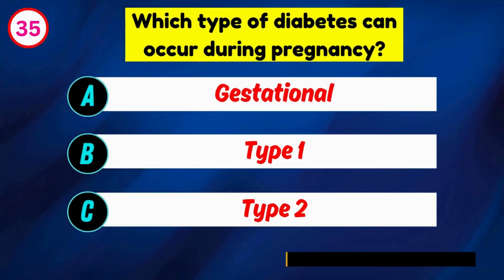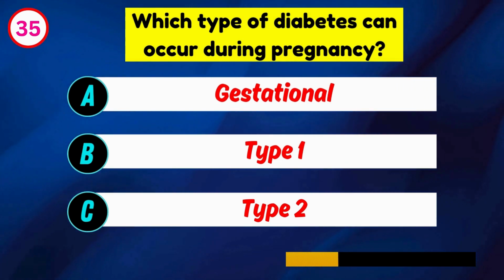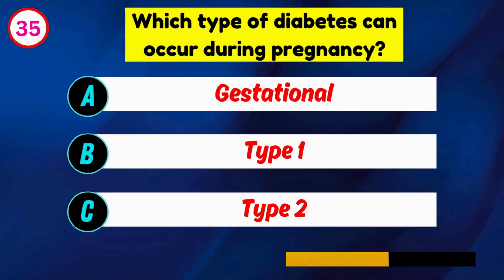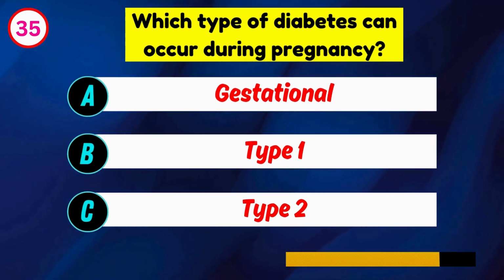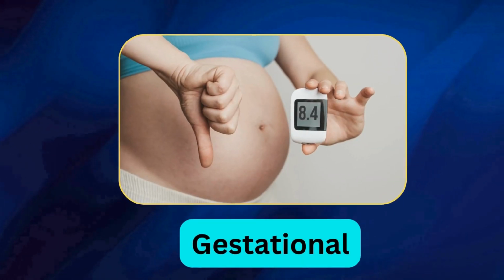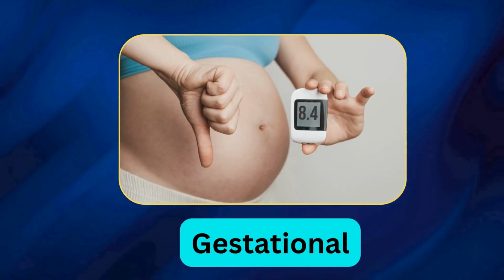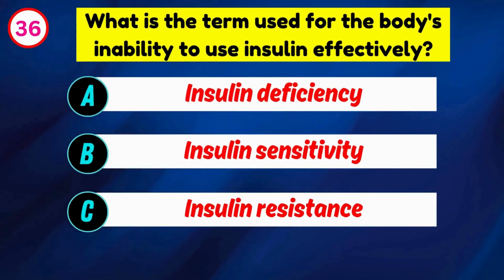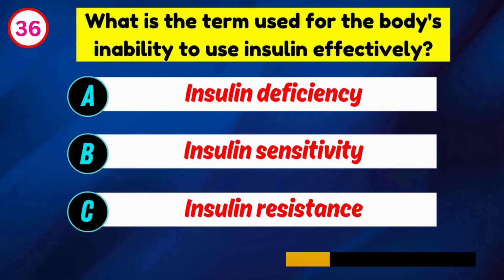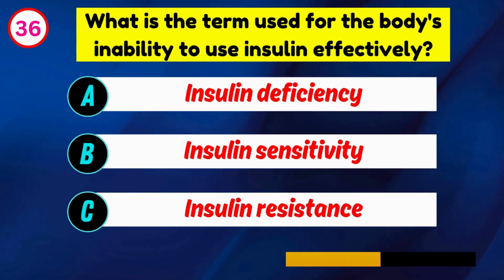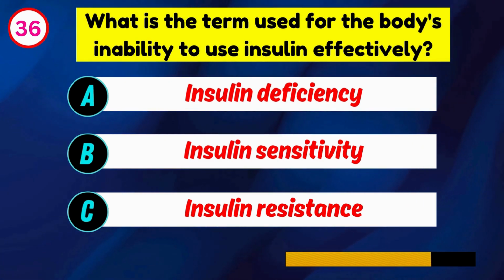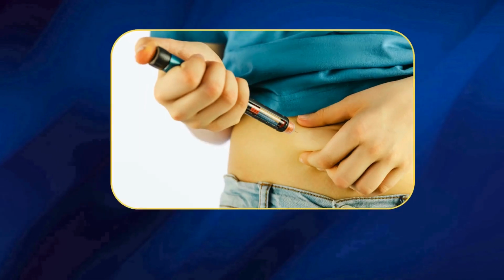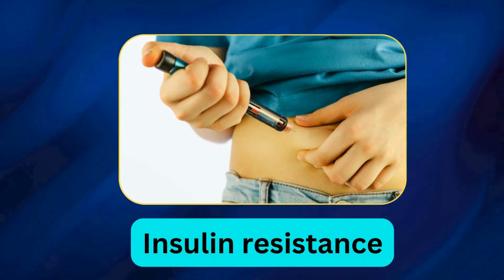Which type of diabetes can occur during pregnancy? Gestational, type 1, type 2. Gestational. What is the term used for the body's inability to use insulin effectively? Insulin deficiency, insulin sensitivity, insulin resistance. Insulin resistance.